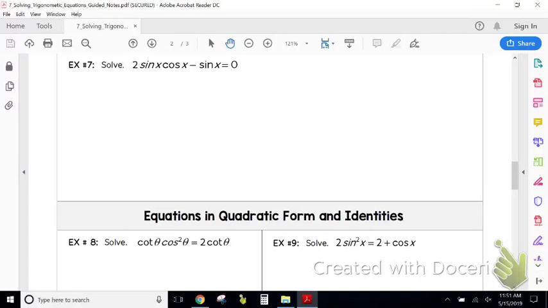It says 2 sine of x cosine of x minus sine of x equals 0. What can I do on this one? Factor out a sine. You can do that, yeah, they both have a sine. We've got two terms here, and they both have a sine in it.